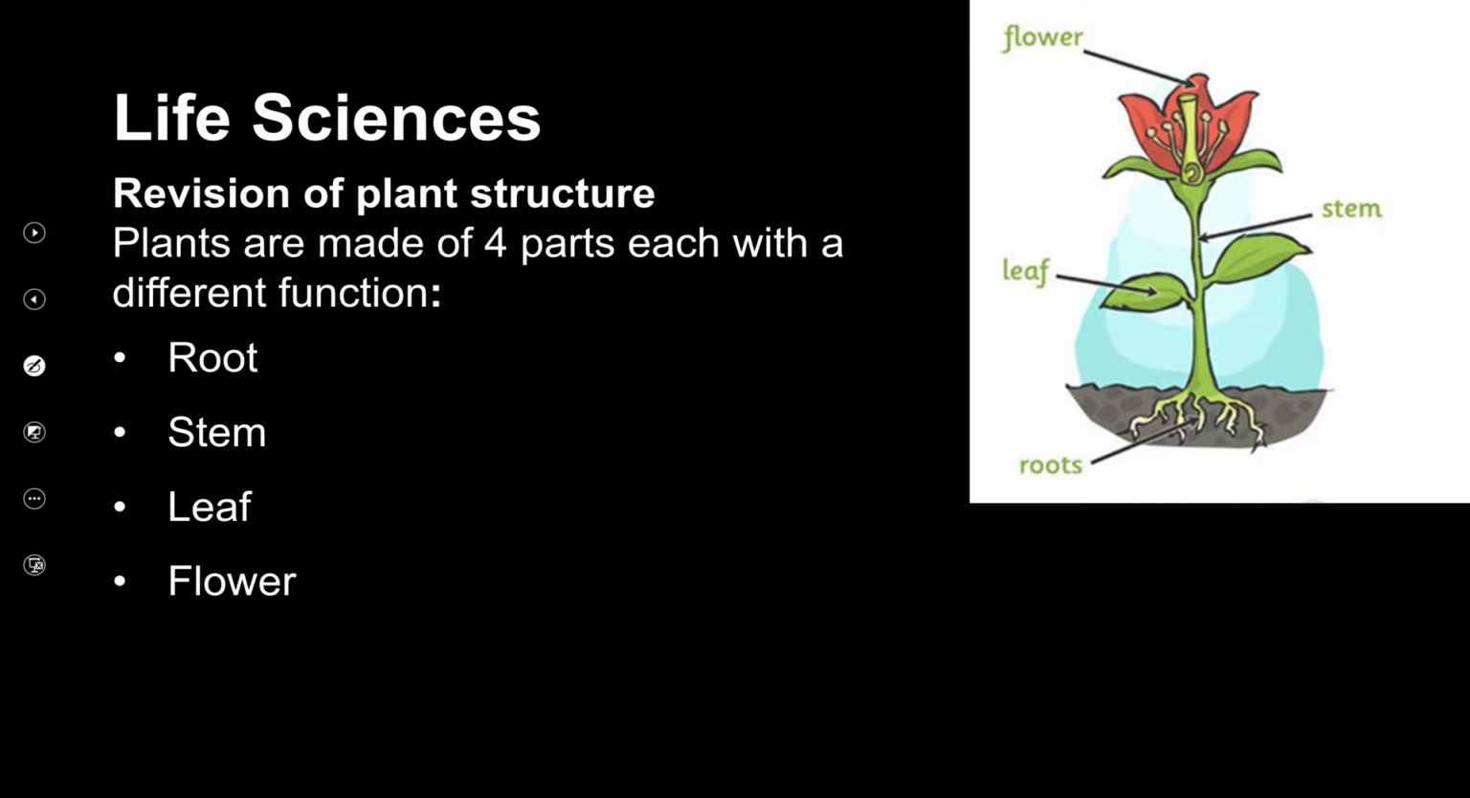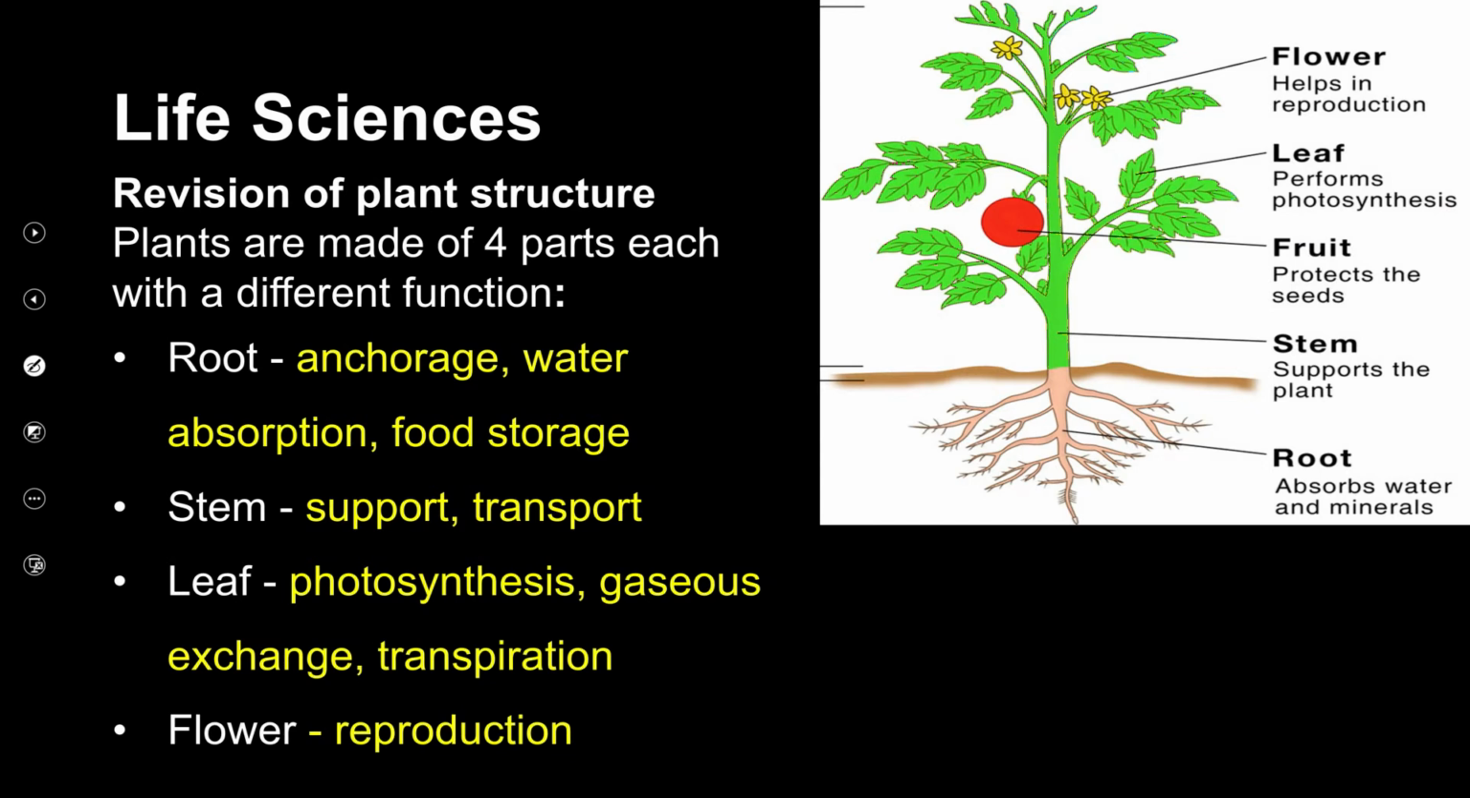We also need to revise, what does a plant look like? What is it made of? And right in primary school, you looked at something like this. Plants have roots, stems, and leaves, and at certain times of the year, they will also have flowers. Now, every single one of these has got a specific function to carry out. In the last lesson, we looked at the root with its functions of anchoring, water absorption and food storage.